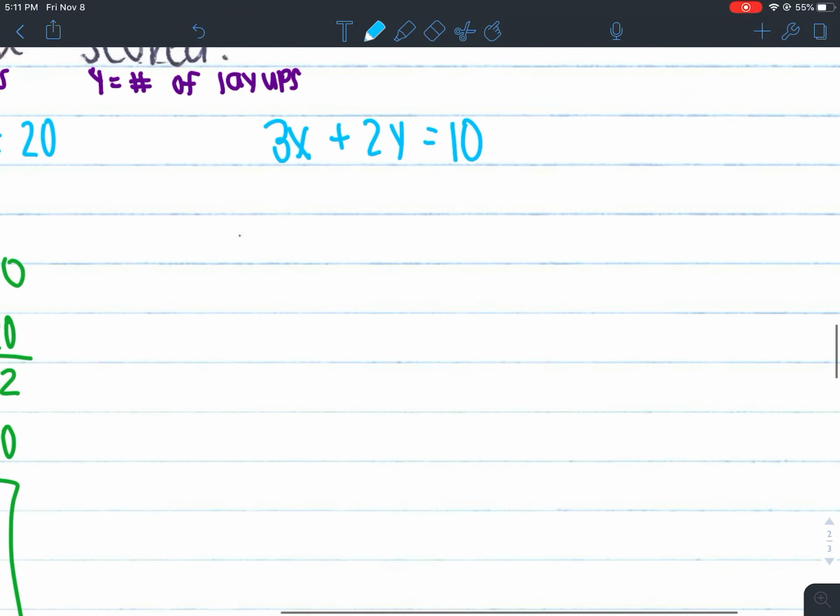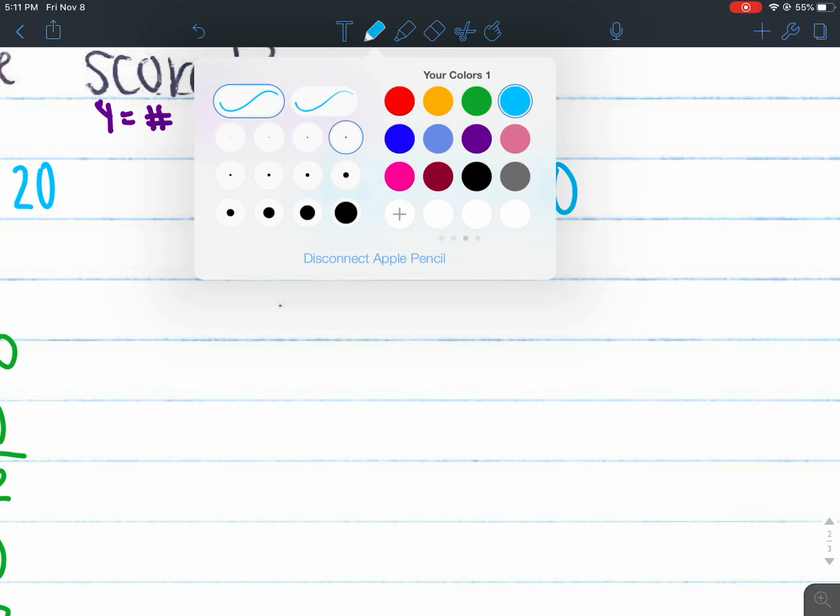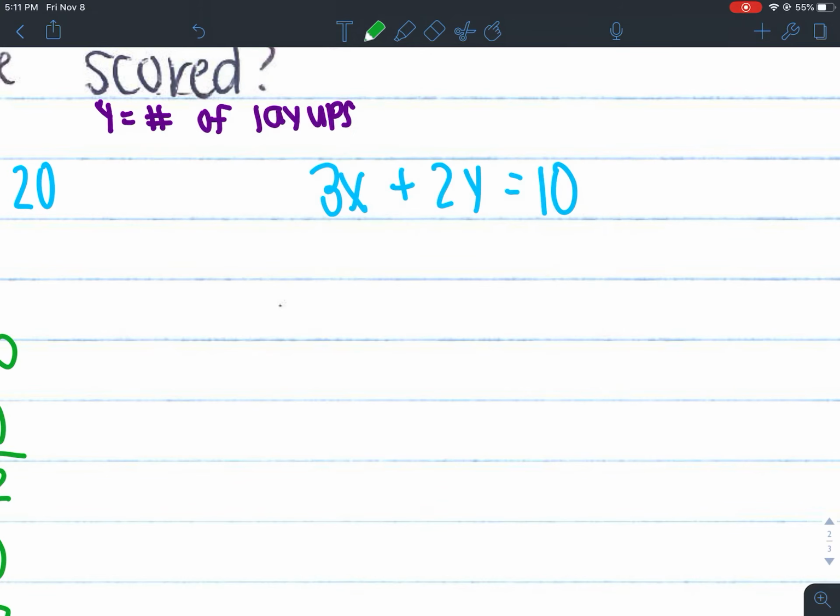I'm just coming up with random stuff. So let's say we decide to make 1 layup. Let's say in the whole entire game, it's just 1 layup. Again, you could have different answers than me, but I'm just coming up with 3 possible combinations. So I'm going to plug in a 1 for our layups and figure out how many 3-pointers we would have to get. So 3x plus 2 times 1 equals 20. Remember, y represents the layups. Oops, I put a 10, it should be a 20. Sorry.